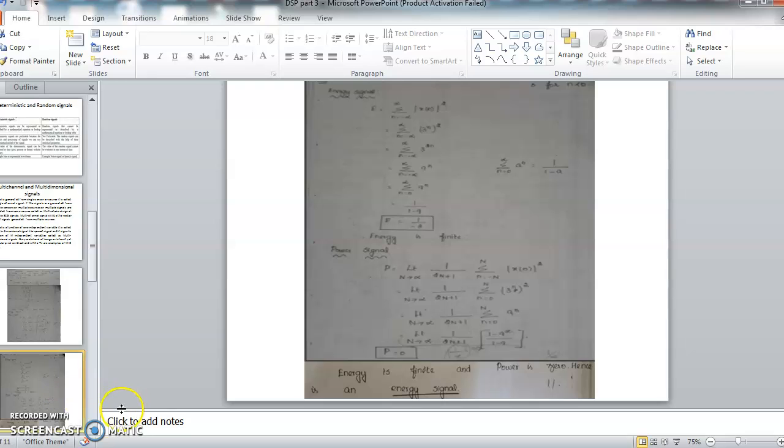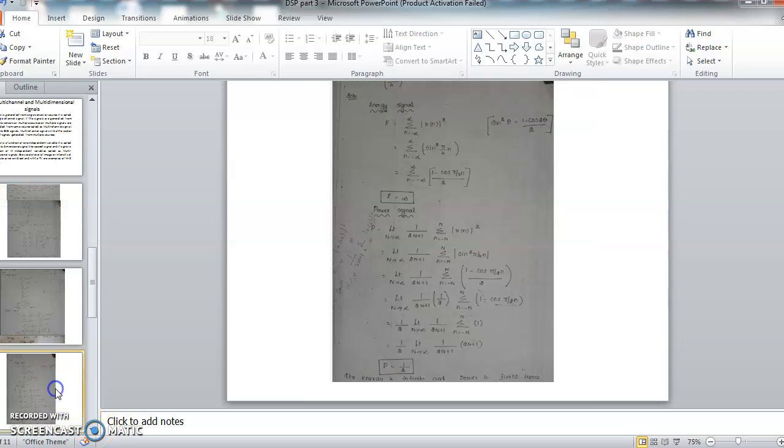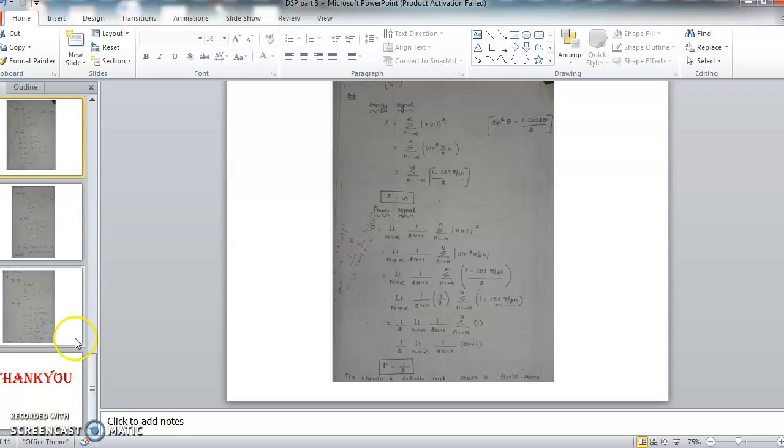Okay, this is the next problem. Similarly, these are some of the problems related to energy signals and power signals.